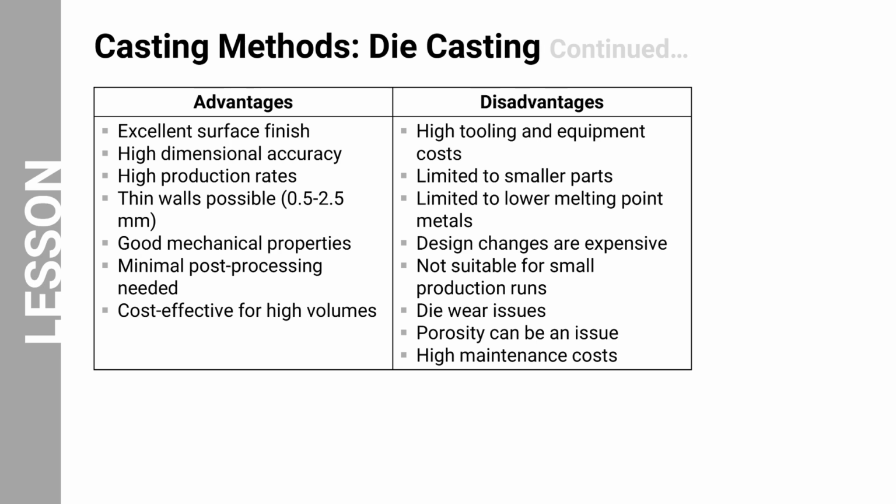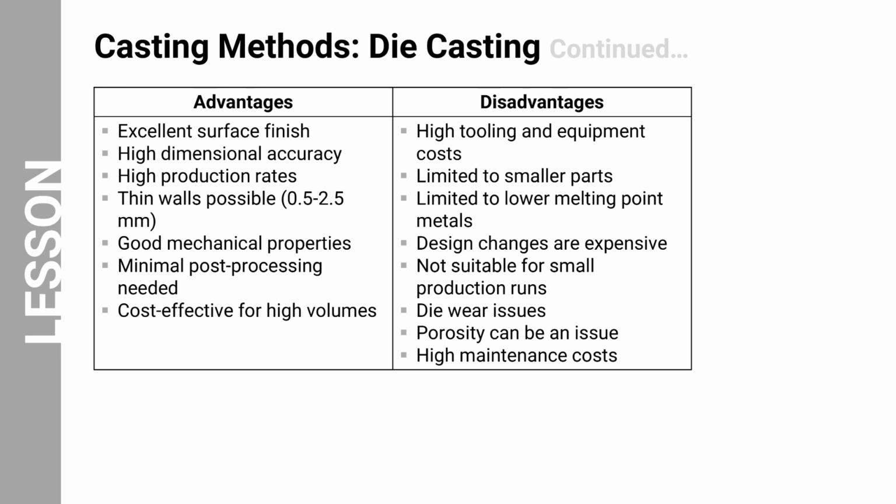Here are the advantages and disadvantages of die casting. On the positive side, it provides an excellent surface finish and high dimensional accuracy while maintaining high production rates. The process can produce parts with thin walls ranging from 0.5 to 2.5 millimeters and delivers good mechanical properties in the finished products. One of its key benefits is that it requires minimal post-processing and proves cost-effective for high-volume production.